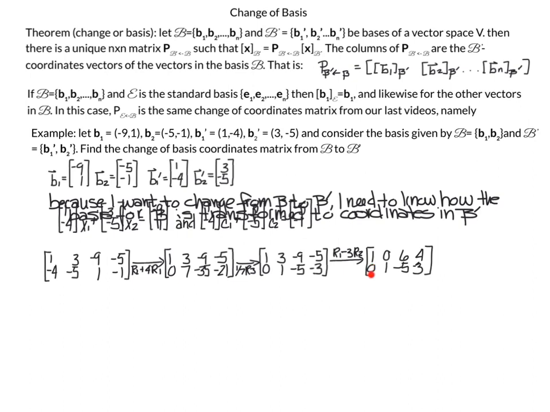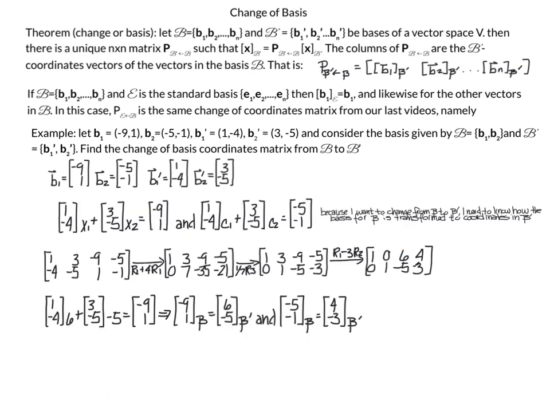So what you can see is that for our first system of equations, x2 is equal to negative 5 and x1 is equal to 6. So I'm going to write this here. Our first set of equations is we're going to put x1 is equal to 6 times our first basis vector, and then x2 is equal to negative 5 times our second basis vector.